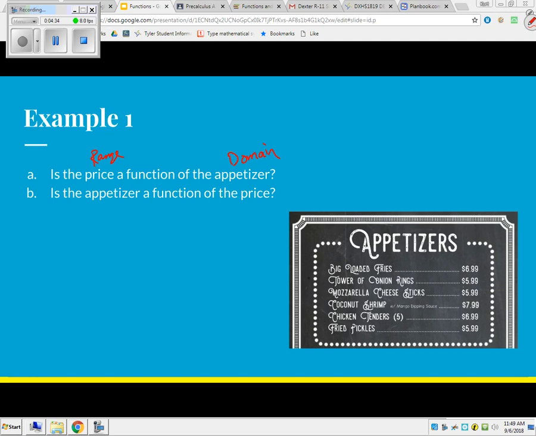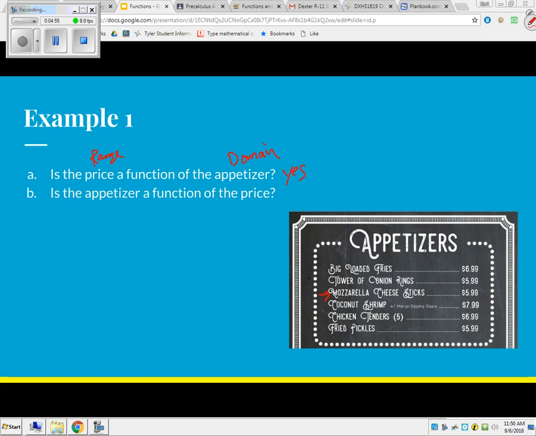Well, I'm looking at it, I have all these different appetizers. Man, they all look so good. I could really go for some mozzarella cheese sticks right now. But even if I look at the mozzarella cheese sticks, they're going to be $5.99. They don't map to any other price other than $5.99. Therefore, it is going to be a function.